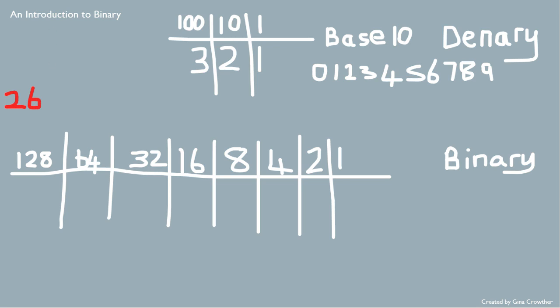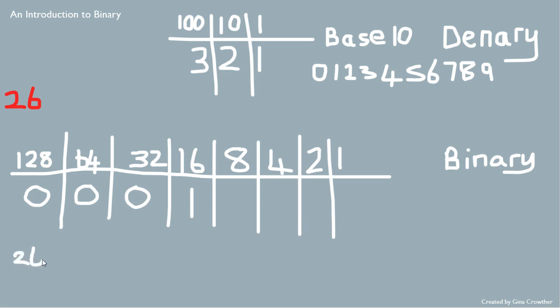To do this, I need to see what will go into 26. First column is 128. Well, that's far too high. It won't go into 26, so we can put a 0 there. 64 won't go into 26, so 0 there. 32 won't go into 26, so a 0 there. Now 16 will go into 26, so we can put a 1 there, and let's take 16 away from 26 and see what we're left with.